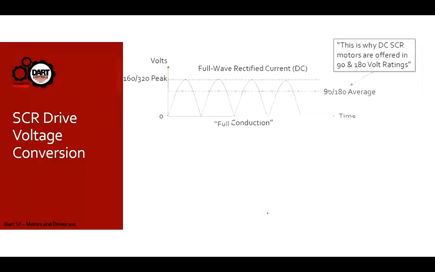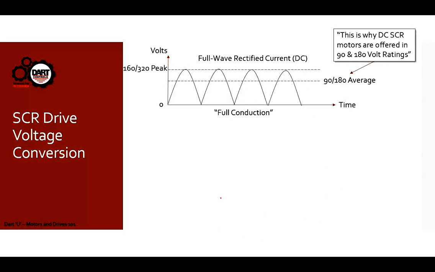So let's go back to our full wave rectified DC diagram again. Here are some things to know. When we rectify AC, the 120 volt line voltage, the peaks can be as high as 160 volts. If it's 240 volt, they can be as high as 320. But the average, this line right here, is either 90 or 180.